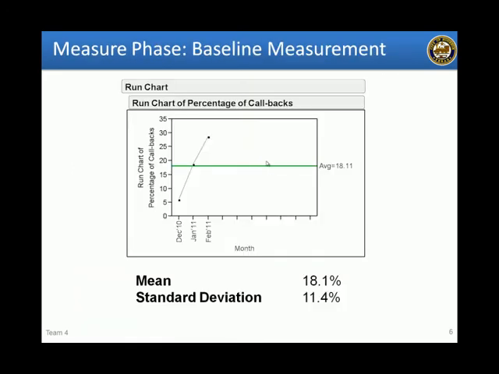Once the data is collected, we need to set our baseline against which we can measure our improved performance. To set the baseline for our project, we decided to use a run chart which depicts the callback percentage for each month. We calculated these percentages by dividing the callback count for each month by the total user setups for that specific time period. The horizontal line on the run chart depicts the average callbacks for all the 3 compiled months, resulting in an average value of 18.1% with a standard deviation of 11.4%.